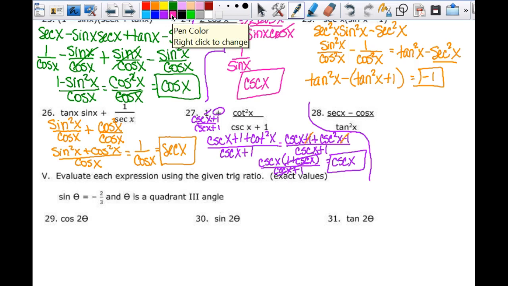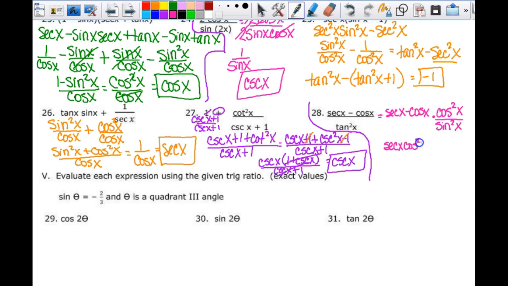So the next one. I'm going to change the tangent squared to cotangent squared, so it'll be cosine squared over sine squared. So this will give me secant of x minus cosine of x times cosine squared x over sine squared x. So when I distribute this right here, this is going to give me secant x times the cosine squared x minus cosine cubed x all over sine squared x.